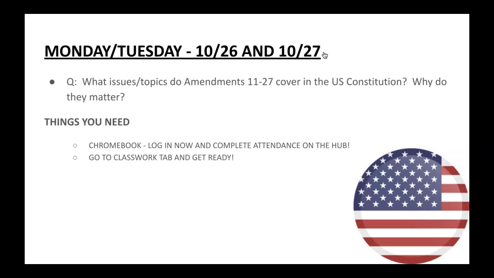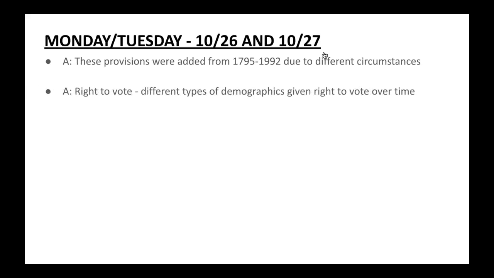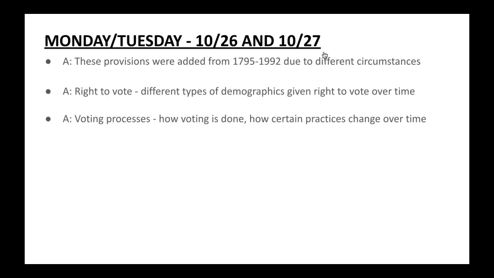In the main, here's what some of these amendments seek to cover and some of the issues that they seek to solve. So basically, before we get started with the specifics here, please know that these provisions were added from the years of 1795 to 1992, over the span of like 200 years, guys, due to different circumstances that came in and out of the country. Basically, some of these amendments deal with the right to vote. We see different types of demographics were given the right to vote over time under different circumstances. Some of these amendments also have to deal with the voting processes, like how voting is done specifically, how certain practices change over time, and how, of course, the process ought to be done in our democracy.